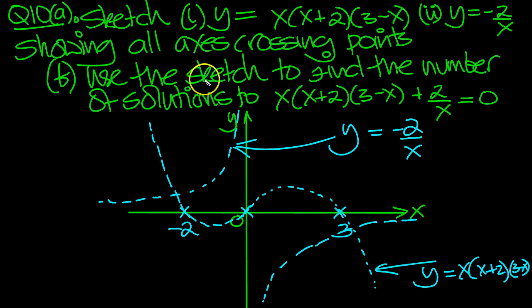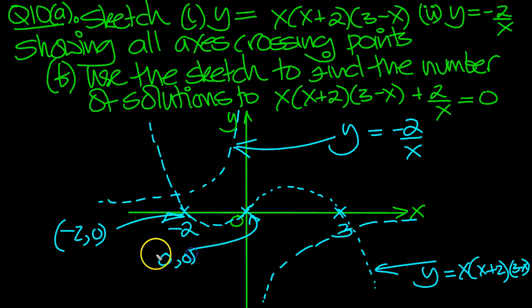So, okay, we've sketched it, showing all axis crossing points. Well, we've intimated the axis crossing points here. Here's the first one at minus 2, 0. Here's the second axis crossing point at the origin. And then the third axis crossing point is here at 3, 0. So there's only 3 axis crossing points because this is asymptotic to the x and y axes for the other curve. So use your sketch to find the number of solutions to this equation.